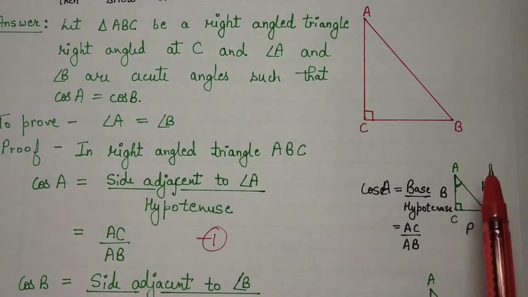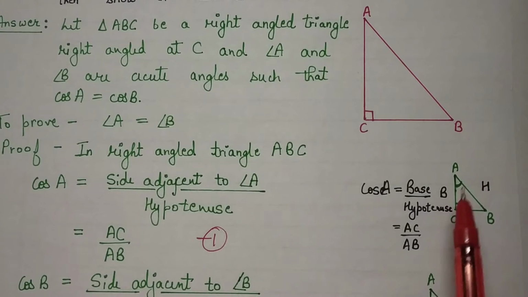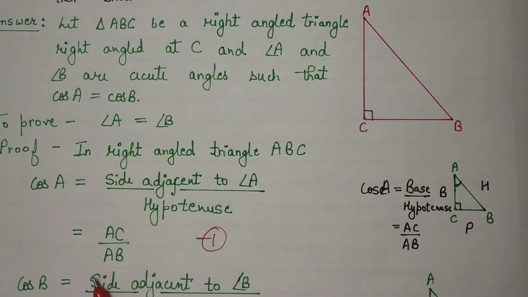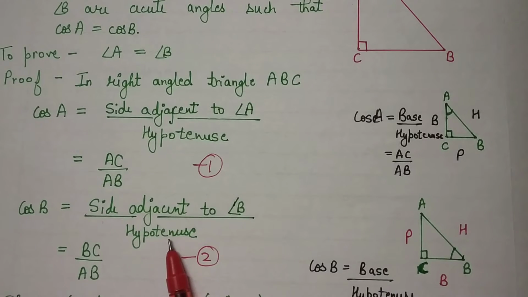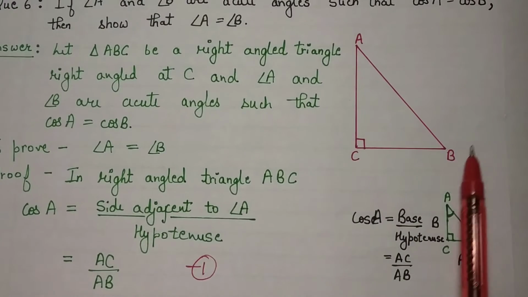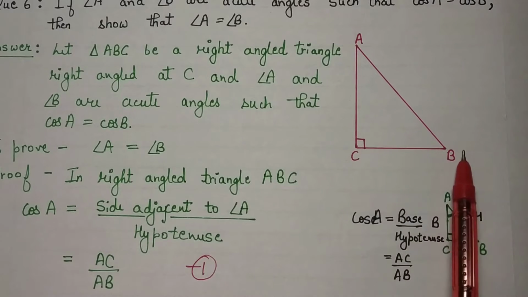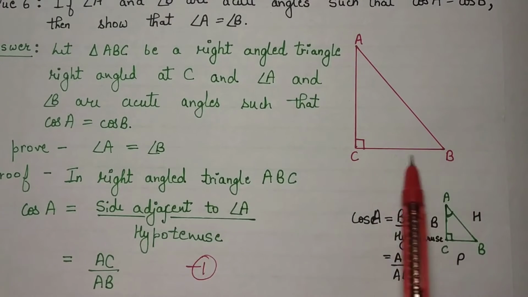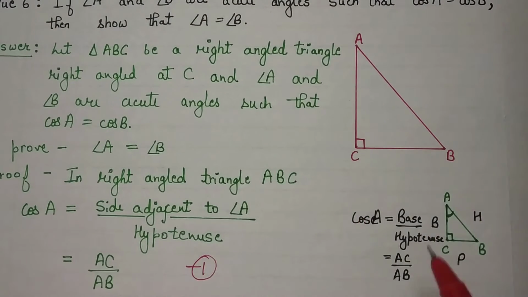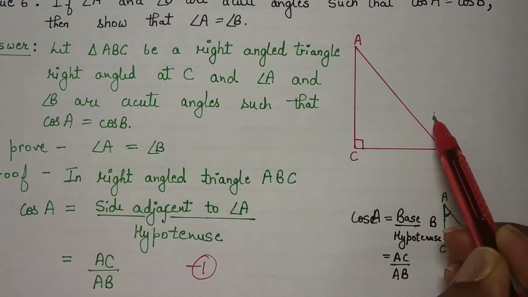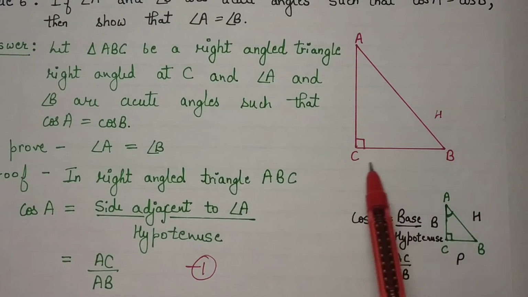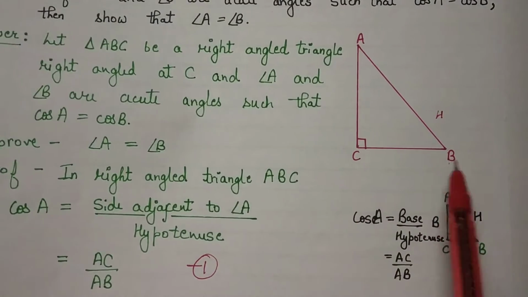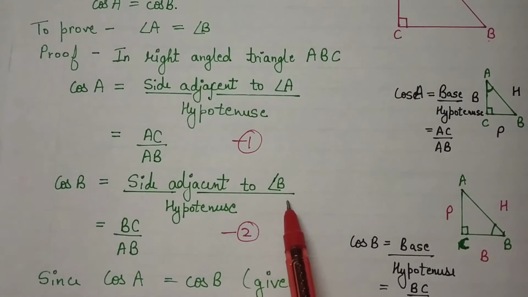Then you will need to mark the acute angle first. Then you will get the base and perpendicular. Now cos B, side adjacent to angle B by hypotenuse. This side adjacent to angle B is what? This is BC, because this is hypotenuse. Hypotenuse is always easily found as it is opposite to 90 degrees. So BC is the base here, side adjacent to angle B.